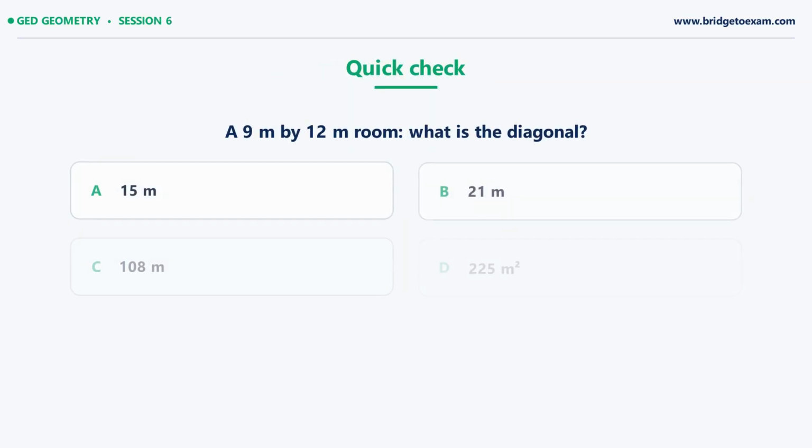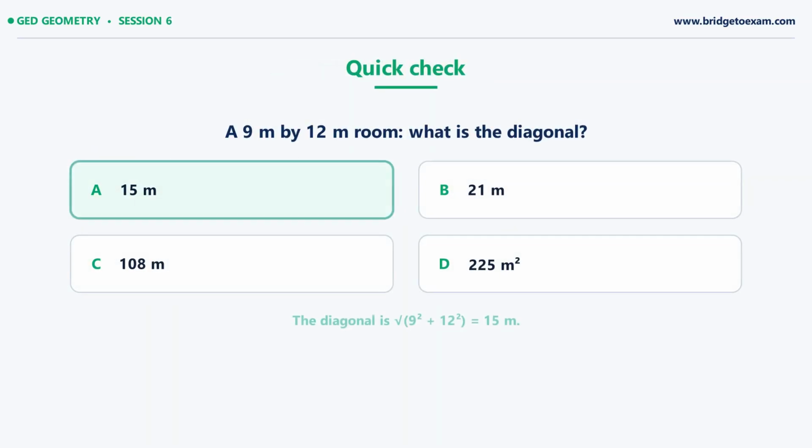A room is 9 meters long and 12 meters wide. What is its corner-to-corner distance? The length and width are perpendicular legs. The diagonal is the square root of 81 plus 144, or the square root of 225. The answer is 15 meters, with a linear unit because it is a length.